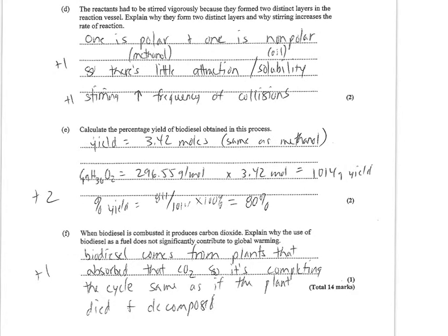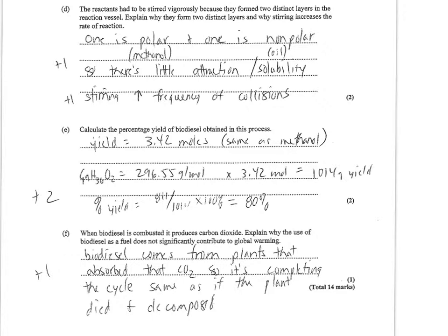And then D, reactants had to be stirred vigorously because they form 2 distinct layers. Explain why they form 2 layers and why stirring increases the rate of the reaction. The 2 distinct layers is because they're not soluble in each other. One is polar and one is nonpolar. Methanol being polar with those OH groups, and oil being nonpolar. So there's little attraction or little solubility of these 2. And then the stirring will increase the frequency of collisions between these 2 layers.